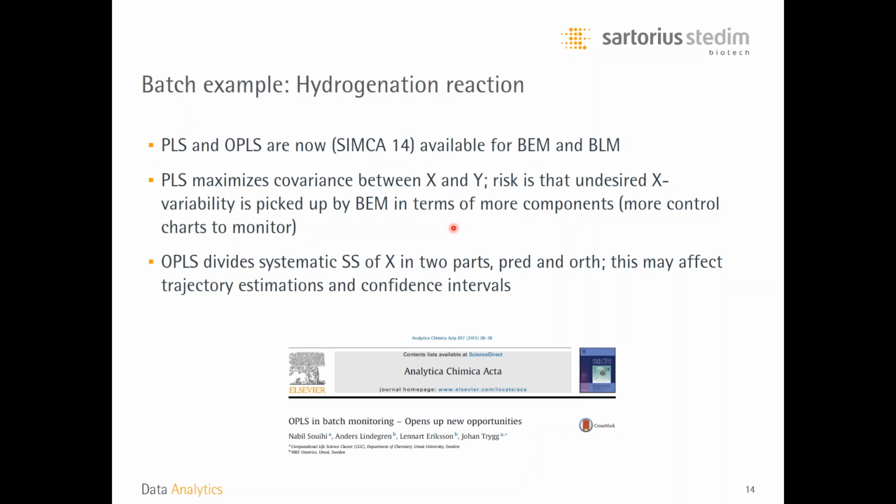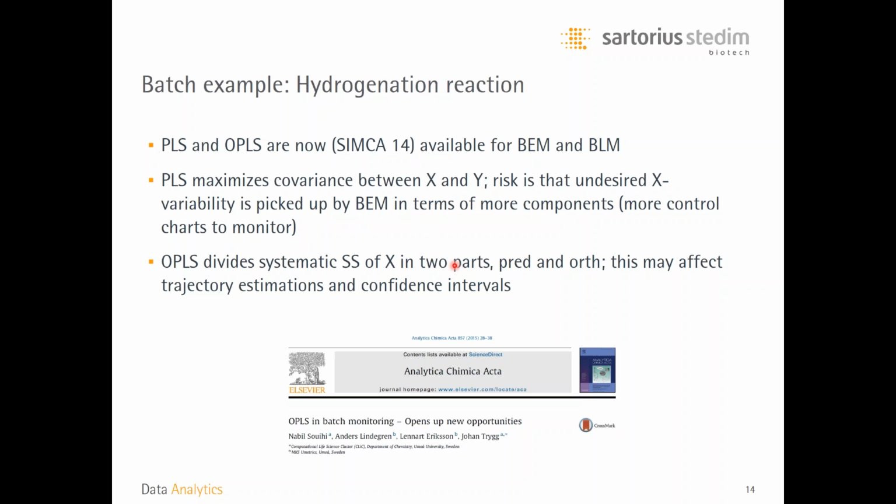The initial feeling we were having is that because PLS will maximize the covariance between X and Y, there is a risk that undesired systematic variability among the process variables can be picked up by these batch evolution models in terms of more components, and then meaning more control charts to monitor.